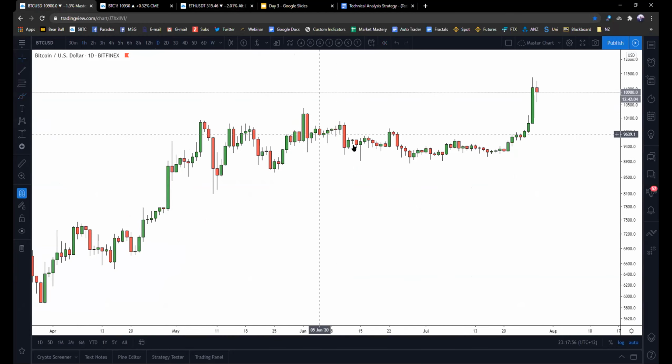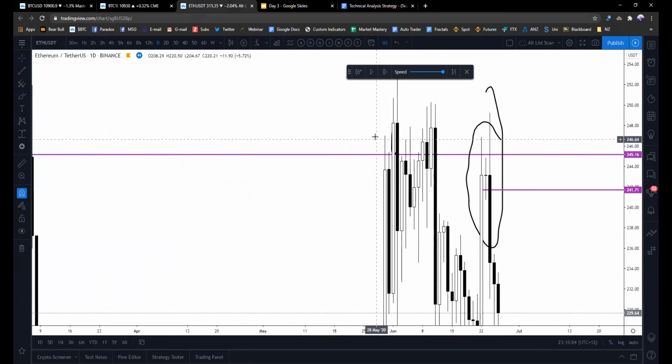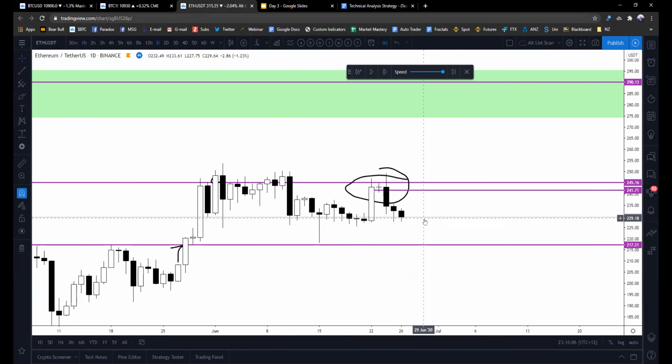So it was looking really weak once that happened. And that's a great example of it on Ethereum here on the 1 hour when we zoomed in. All right, so once it falls back into that range, you need to be cautious.